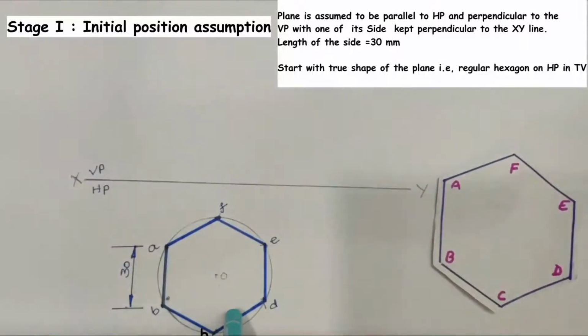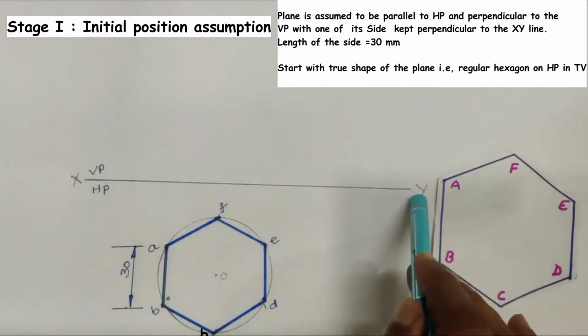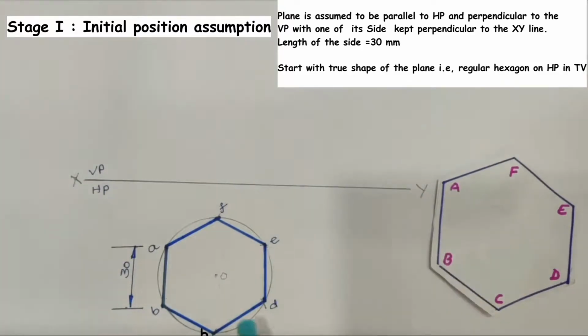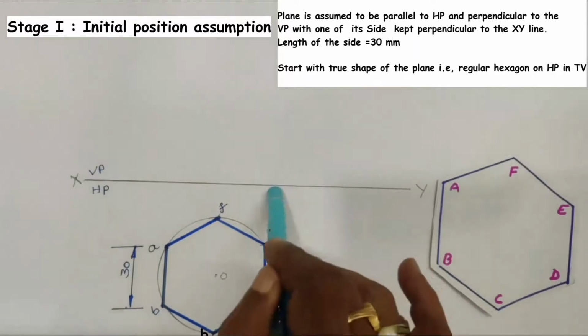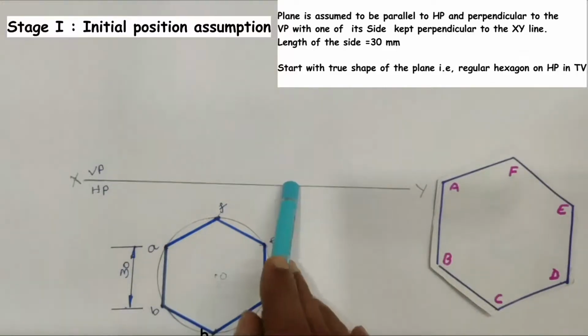This is the top view of the hexagonal plane when it is resting on its surface on HP and one of its sides, say AB, is kept perpendicular to the XY line. Then we will draw its corresponding front view. Here this hexagonal plane is resting on its surface on HP. That means its surface is perpendicular to VP. That's why in front view its image is going to be a line view.